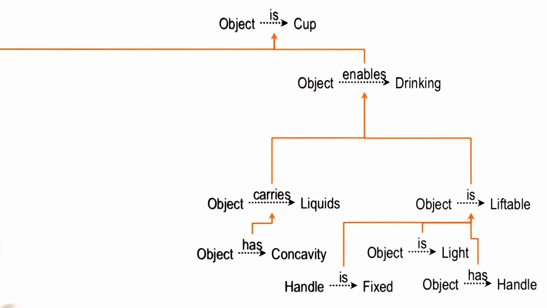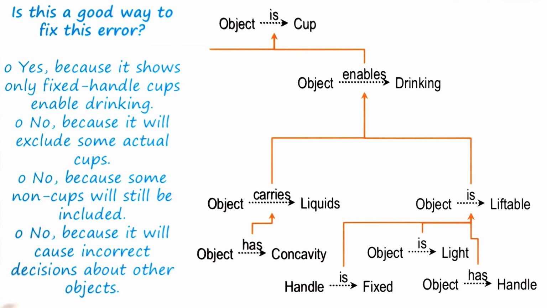So it seems like the most obvious place to put it would be under the object is liftable connection. In order to make it liftable to enable drinking, it needs to be fixed. What do you think? Is this a good way to fix the agent's error?